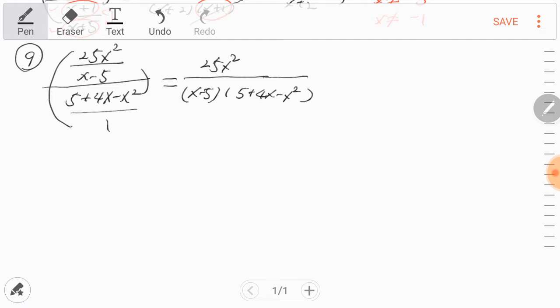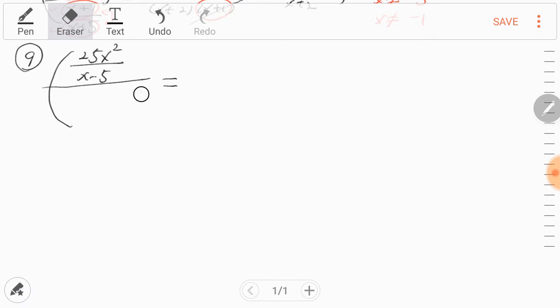Okay, in this case, let's check. All right, you know what? I copied the question incorrectly. So let me erase this one and then write the correct question. So the denominator of this complex fraction is 10x over 5 plus 4x minus x squared. So this is equal to, multiply the outside part, so 25x squared times 5 plus 4x minus x squared.